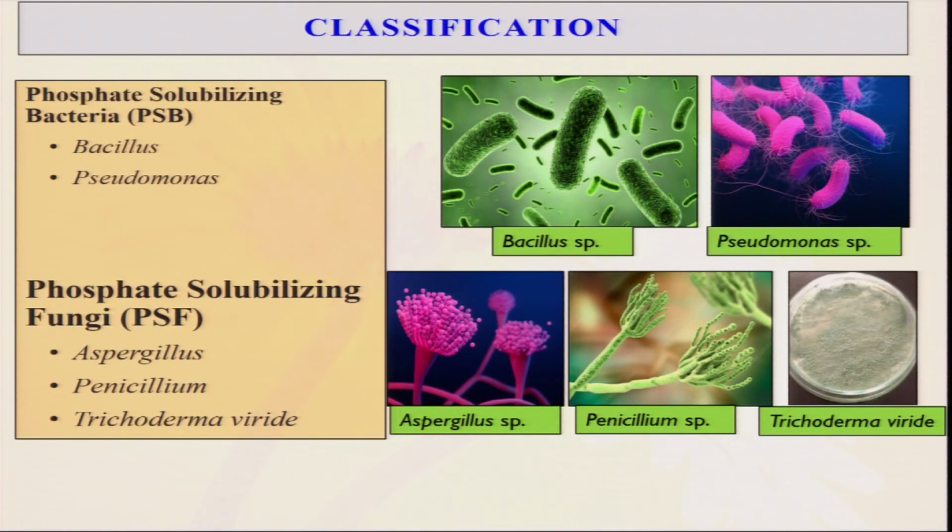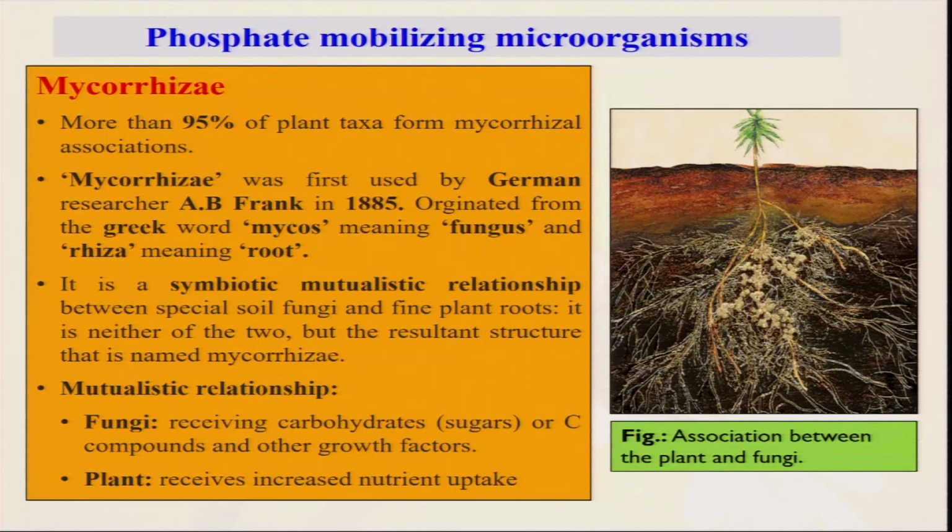This is the classification. One is phosphorus solubilizing bacteria, and second is phosphorus solubilizing fungus. Bacteria and fungus are both actively associated. Bacillus and Pseudomonas are the two main species under the bacteria, and Aspergillus, Penicillium and Trichoderma are the three main species under the fungi. Now we are coming to the mobilization. In the previous part I discussed how phosphorus is solubilized by these microbes: some complex form is converted to an easily taken up form that the plant can absorb. So, that is phosphorus solubilization.